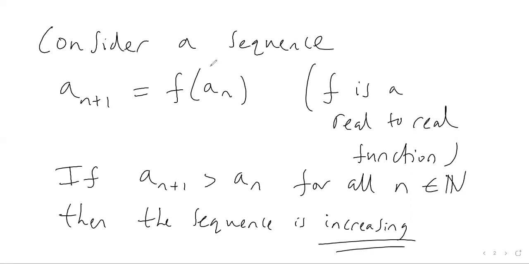So let's consider a sequence a_{n+1} equals a function of the previous term in the sequence. So the next term in the sequence is generated by some function of the previous term, where f is a real to real function. So f just takes a real number and maps it onto a new real number. If a_{n+1}, the next term in our sequence, is bigger than the previous term for all n, so for every term in the sequence, then this sequence is increasing. So if the sequence is getting bigger and bigger forever, it's an increasing sequence.